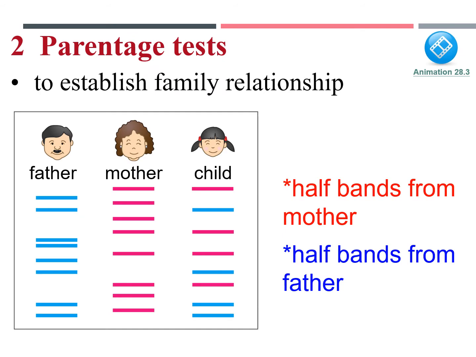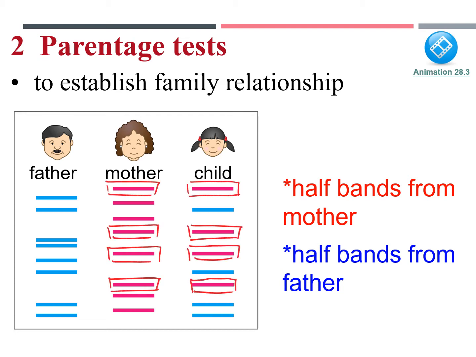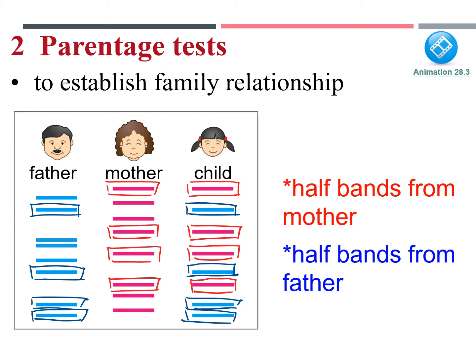Another application of DNA fingerprinting is to do the parentage test, 親子鑑定. If the child is biologically related to the father and mother, 親生嘅, so half of the band of the child should come from the mother. And then the other half of the bands should come from the father. It shows that this child, this girl in the picture here, is biologically related to this mother and father.